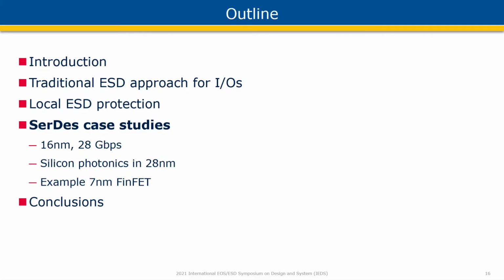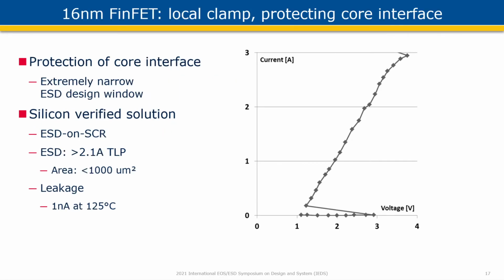Now that we have established that local ESD protection is a viable approach for high-speed circuits, we look at specific SerDes examples. The first example we look at is realized in 16 nanometer FinFET technology. So in this 16 nanometer FinFET technology project, we look at an ESD on SCR device, which is used to protect a circuit based on core transistors.